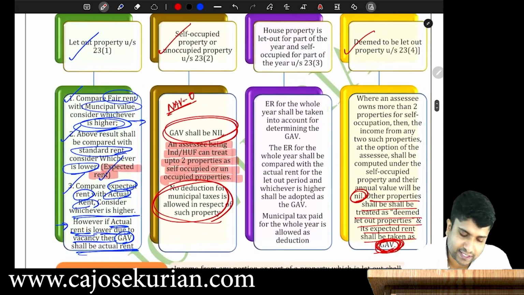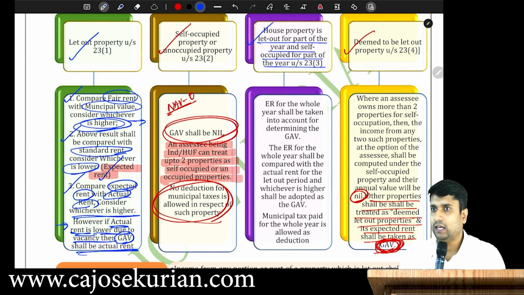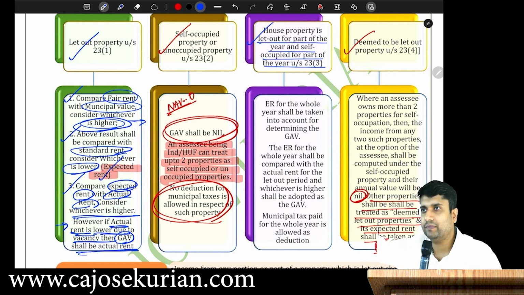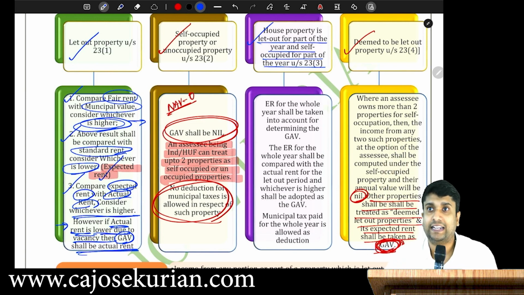Now, one is missing in between. What is that? A house property that is let out for part of the year and self-occupied for part of the year. I have a property and I let it out. I have given that property for rent to a tenant. The tenant vacated, and soon after the vacation, I started living in that property.